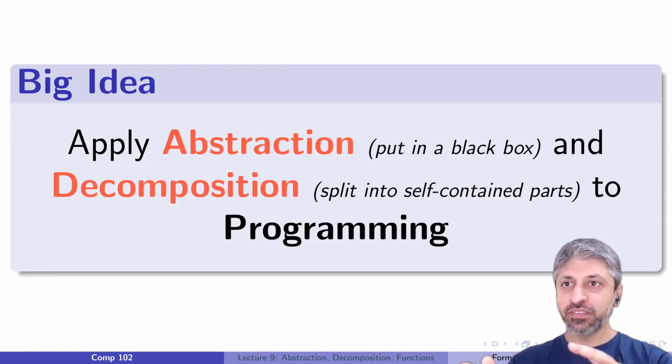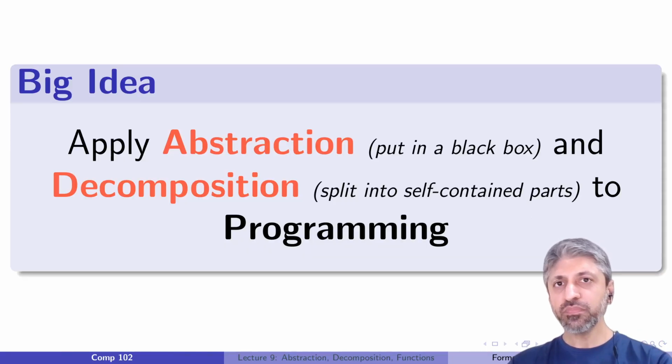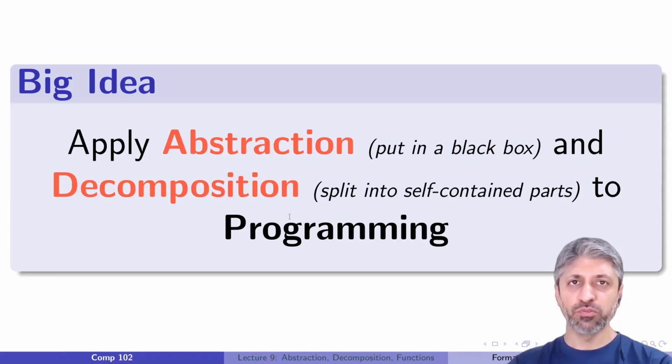For every single piece of code or software that you want to build, you need to apply abstraction. That is, you need to put things in a black box so that you can reuse the black box again and again. And you also need to decompose into self-contained parts. And then you need to apply these two concepts to programming. What do I mean by reuse and self-contained and black box?